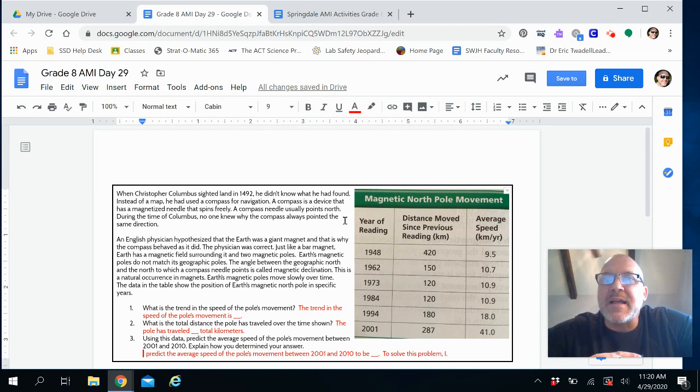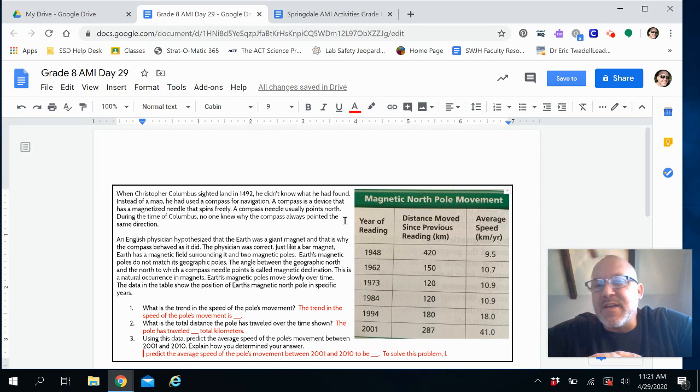Just like a bar magnet, Earth has a magnetic field surrounding it and two magnetic poles. Earth's magnetic poles do not match its geographic poles. The angle between the geographic north and the north to which a compass needle points is called magnetic declination. This is a natural occurrence in magnets. Earth's magnetic poles move slowly over time. The data in the table show the position of Earth's magnetic North Pole in specific years.